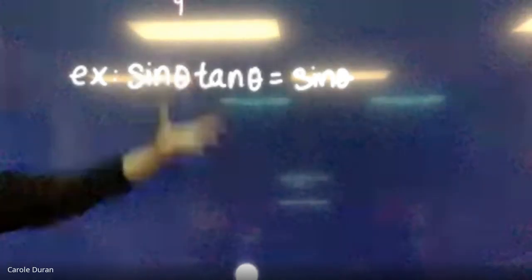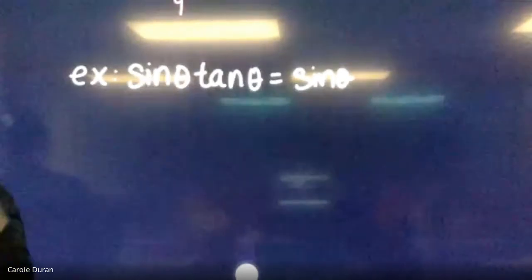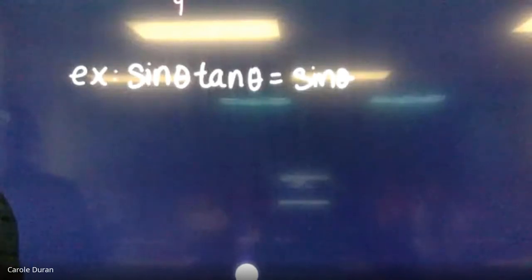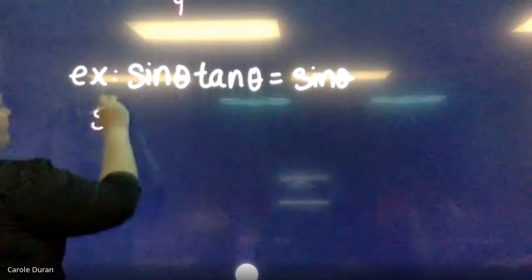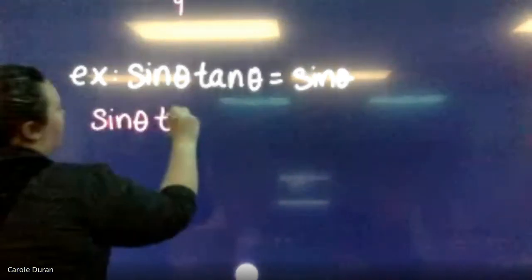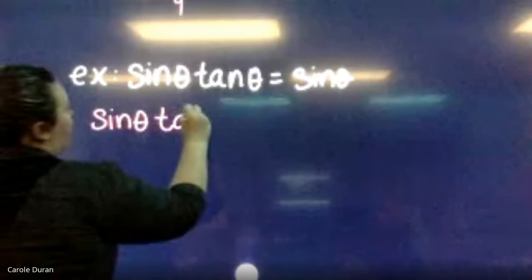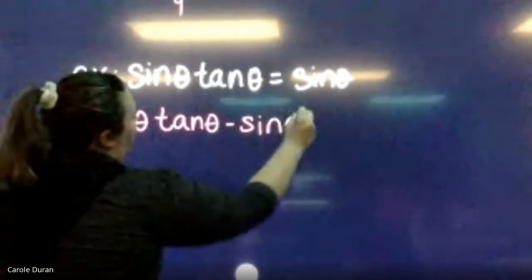We do wanna subtract that over because I want all my trig functions on one side of the equal sign. It makes it a whole lot easier to work with. So that's what we're gonna do first. We're gonna subtract that sine theta over. When I do, I'm left with sine theta tangent theta minus sine theta equals 0.